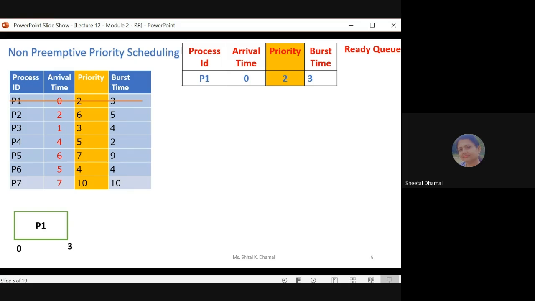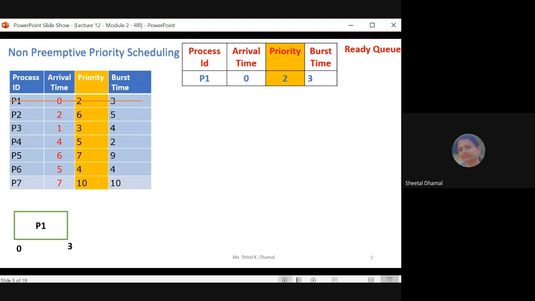Now here what you have to find out is to check the different processes which have an arrival time less than or equal to 3. Process P1 has completed its task at 3 o'clock. So you have to select those processes whose arrival times are less than or equal to 3. So it is P2 and P3.